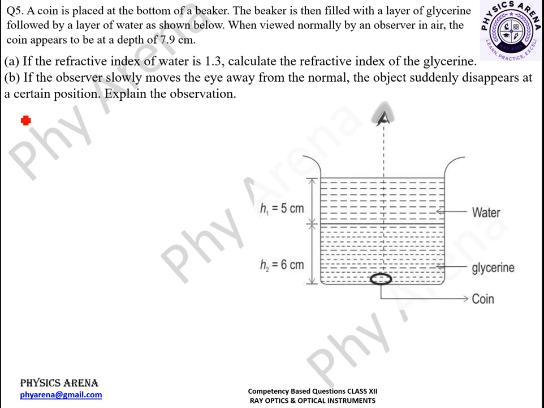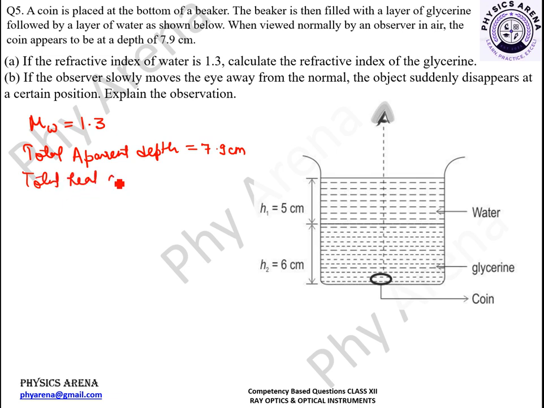So, what are the things that are given to us? Refractive index of water, that is 1.3, and total apparent depth, that is equal to 7.9 centimeter. And the total real depth is equal to 11 centimeter. So 5 centimeter water is filled, and after that 6 centimeter glycerine is filled.